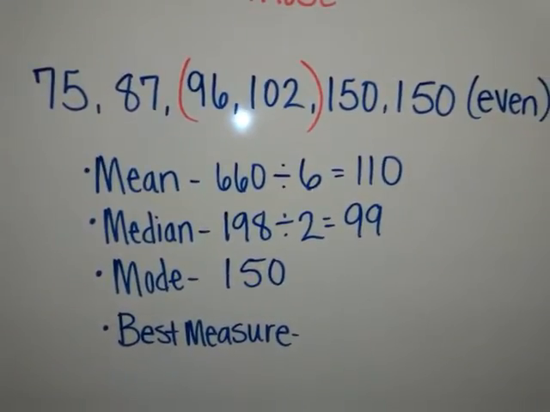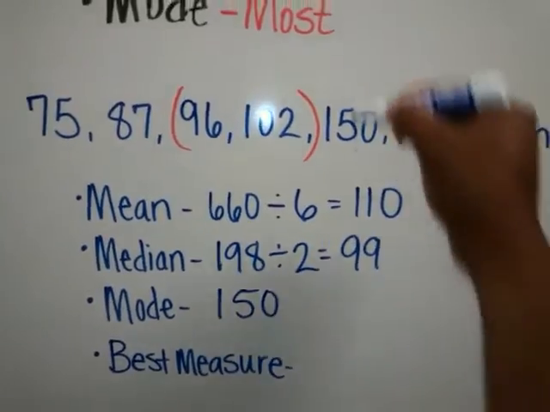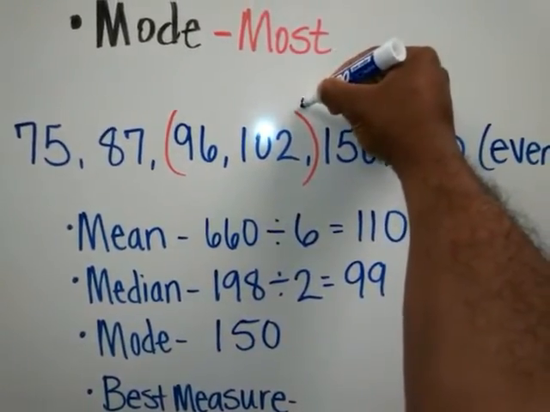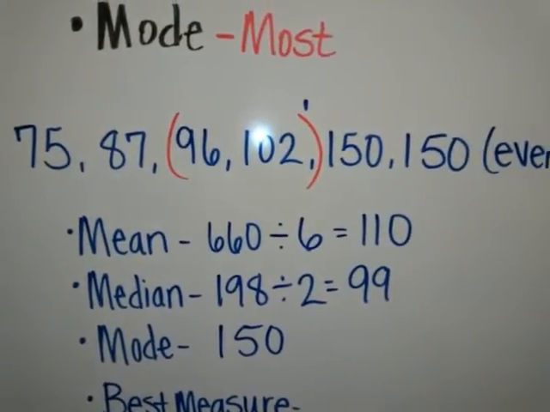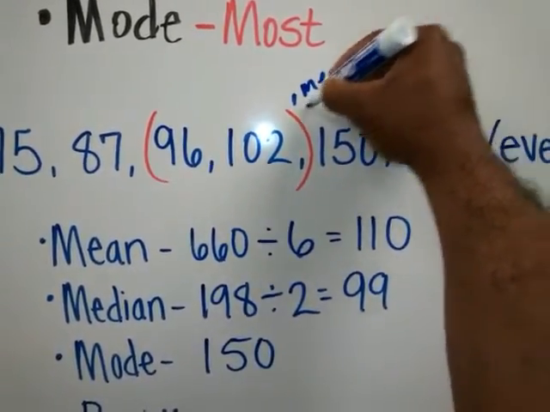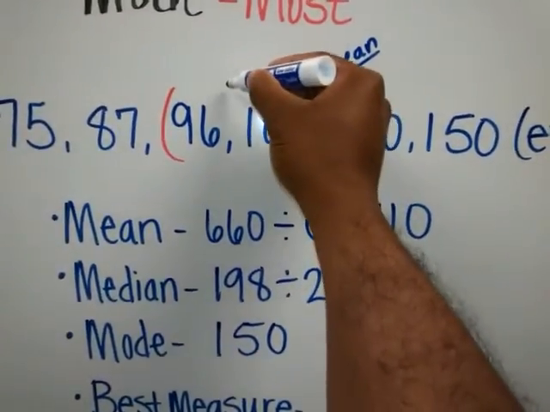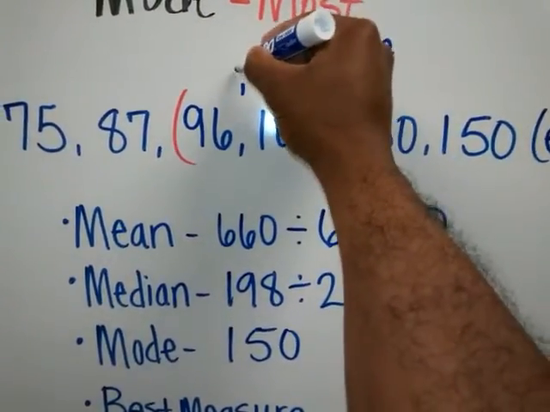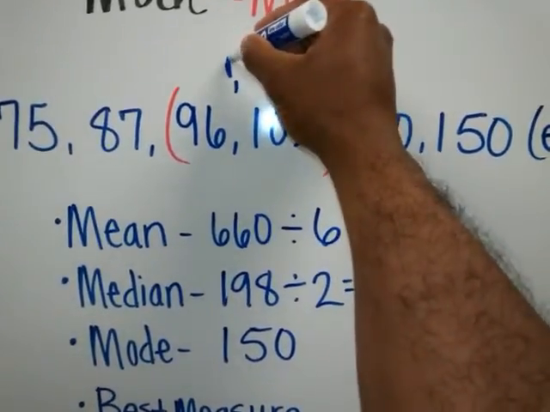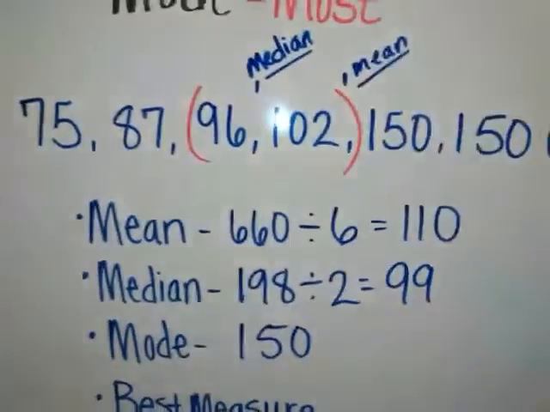Now, let's go to the mean. Let's just say where the mean would be. The mean would be approximately right here. That's the mean. I'm going to write that, mean. Let's identify the median as 99. It would be approximately right here. Median as 99.